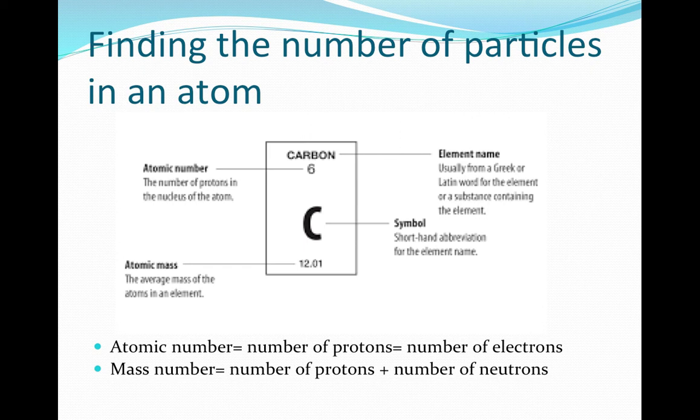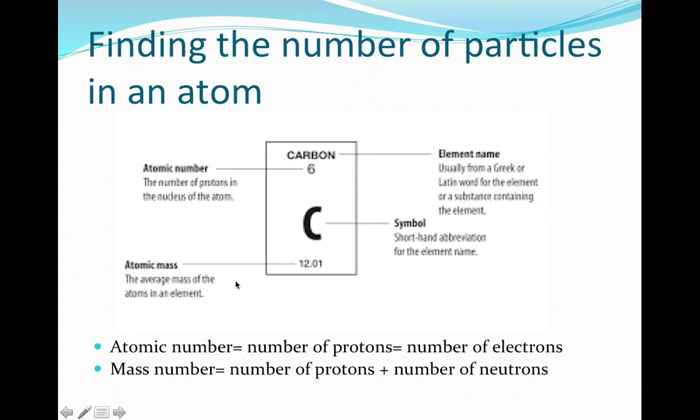The mass number tells us the total mass. That is the number of protons plus the number of neutrons. So if we just want the number of neutrons, of course, we would do the mass number minus the atomic number.